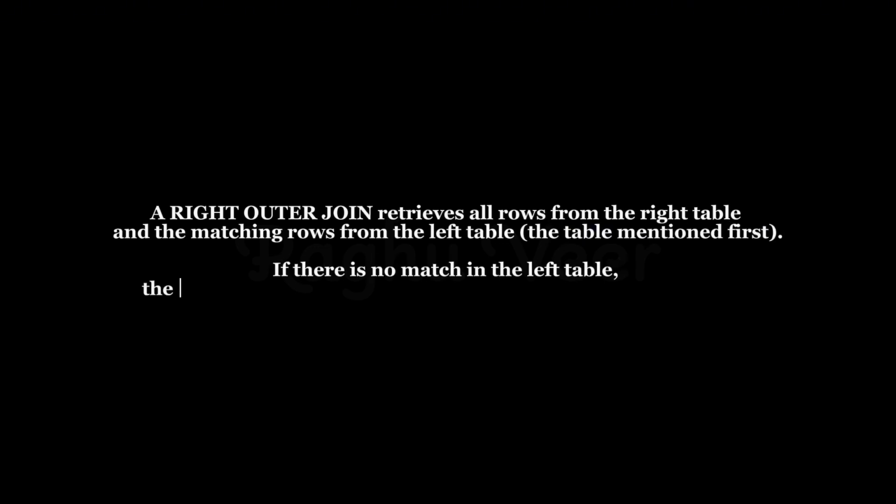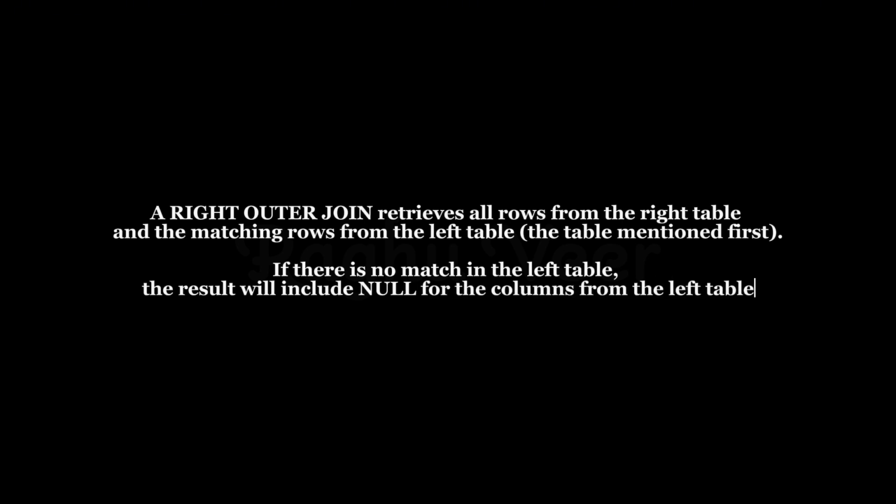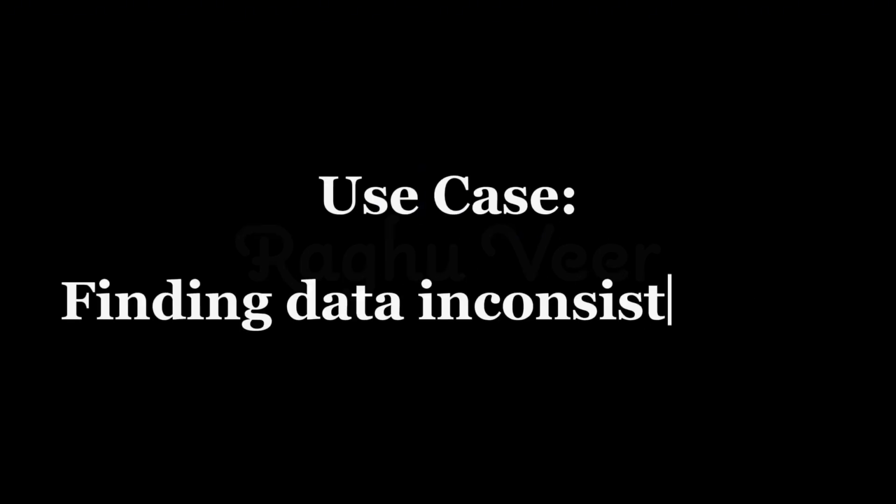Right outer join, or right join, retrieves all the rows from the right table and the matching rows from the left table. If there is no match in the left table, the result will include null. The practical use case of right join is to find data inconsistencies.